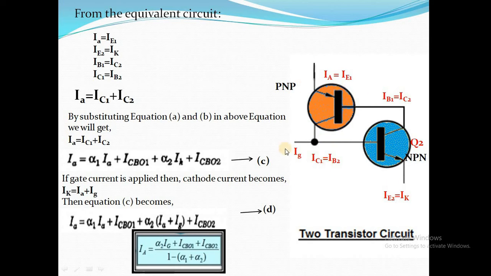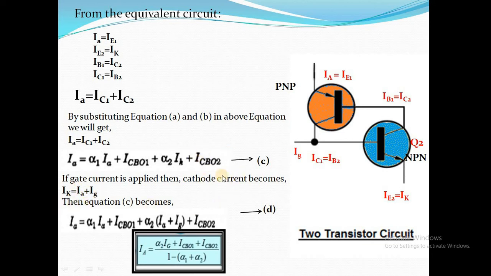In this condition, if we apply gate current, then this gate current gets added into the anode current. That is, the cathode current becomes IK equals IA plus IG. Before adding a gate current, the anode current or cathode current is the same as IC1 plus IC2, and if we add a gate current, this gate current gets added into the anode current, and both the currents get combined, and from the two transistors the cathode current comes out, and that cathode current is IK equals IA plus IG.